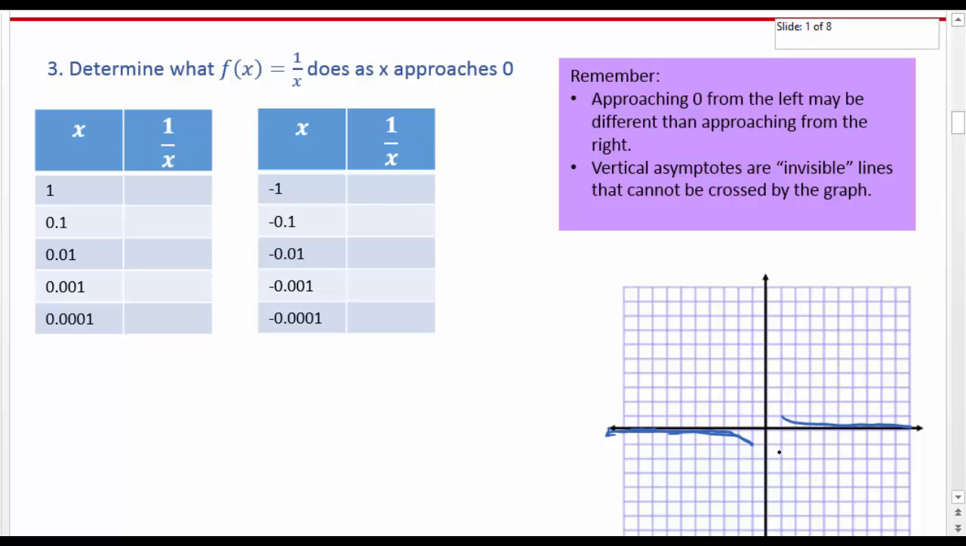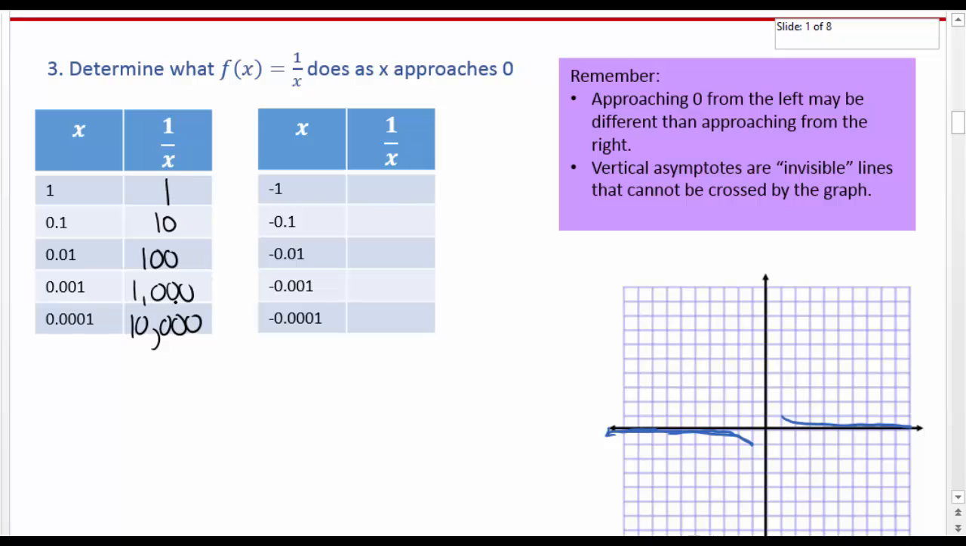Now, let's continue to look at what happens as our x values get closer to 0. So we'll start with the positive, so as x approaches 0 from the right side. And again, we know if we plug in 1 for x, 1 over 1 gives us 1. If we plug in a tenth, 1 divided by a tenth is going to be 10. If we divide by a hundredth, we're going to get 100. 1 divided by 1,000th will be 1,000. And 1 divided by 10,000th is going to be 10,000.